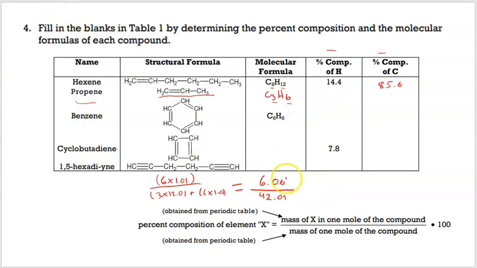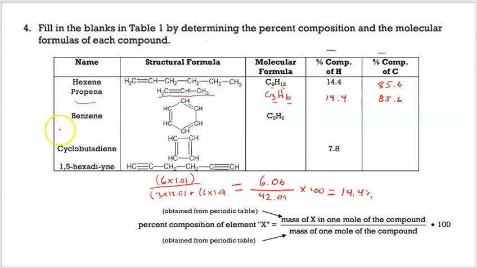All right, let's go back. So 6.06 divided by 42.09 times 100. I should get a whopping 14.4% again. So I'm going to get 14.4 and 85.6. So interesting inference: same ratio of the same 2 elements yields the same percent composition. That's going to be a time saver later on. Just a quick hint.